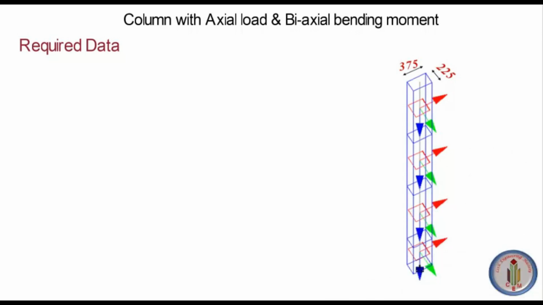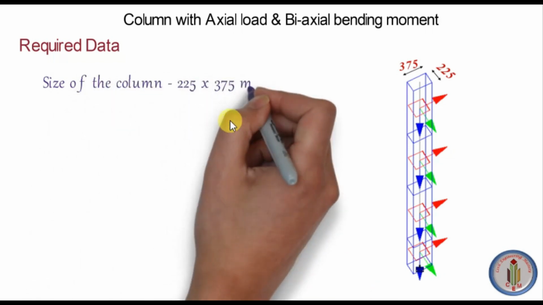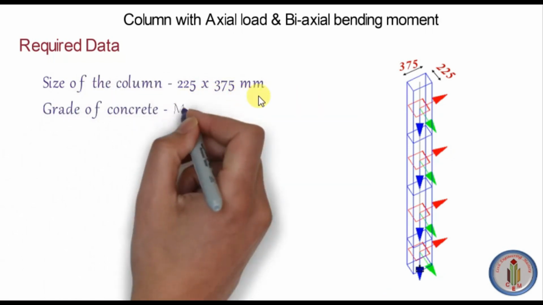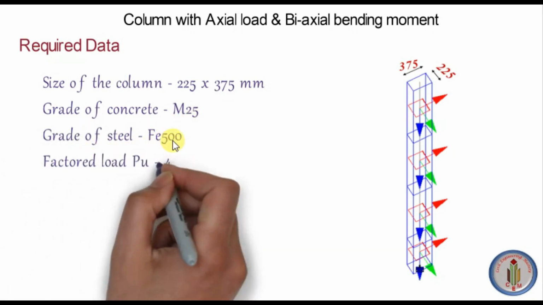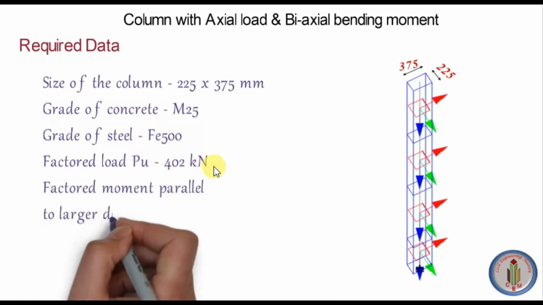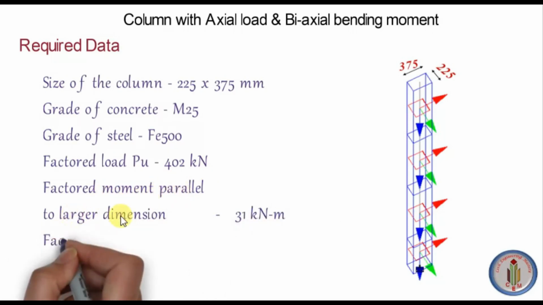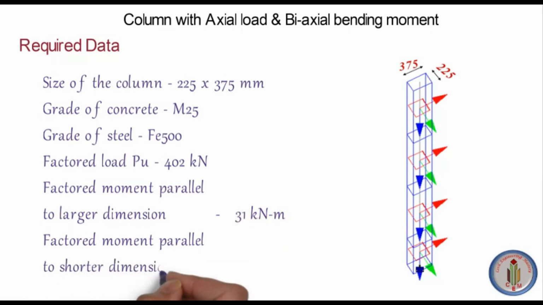Let's recall the basic data required for designing the column. Size of the column is 225 by 375 mm. Grade of concrete is M25. Grade of steel is Fe 500. Factored load, which we took from StatPro software, is 402 kilonewton. And factored moment parallel to larger dimension, which is MUX, is 31 kilonewton meter. This also we took from StatPro software. And factored moment parallel to shorter dimension, MUY, is 19 kilonewton meter.